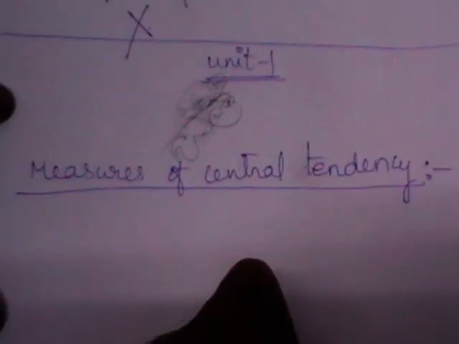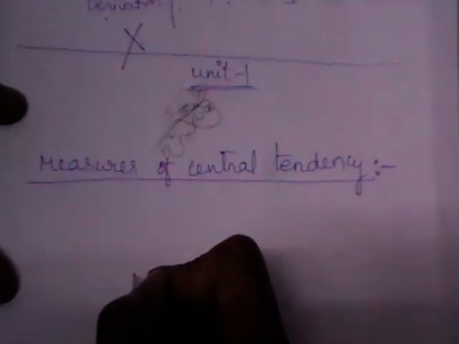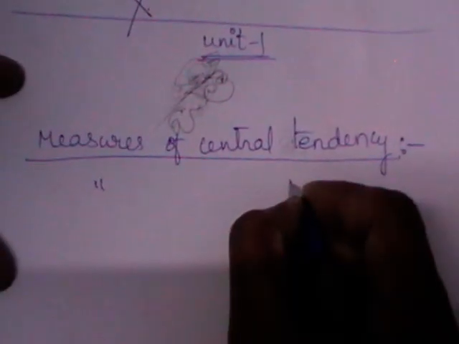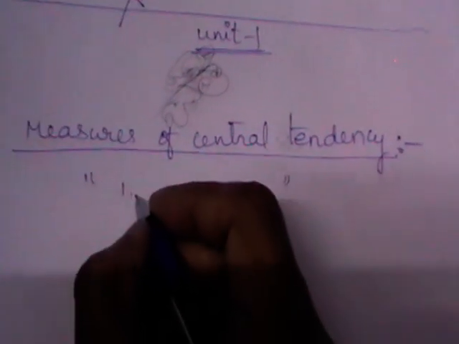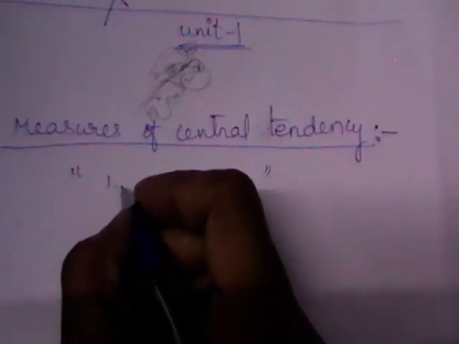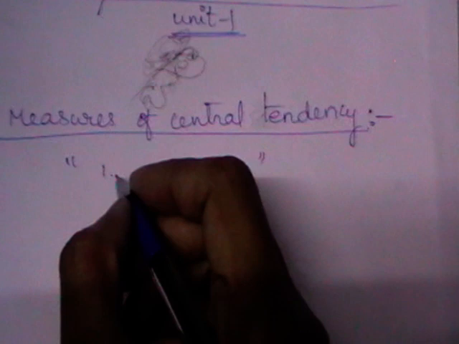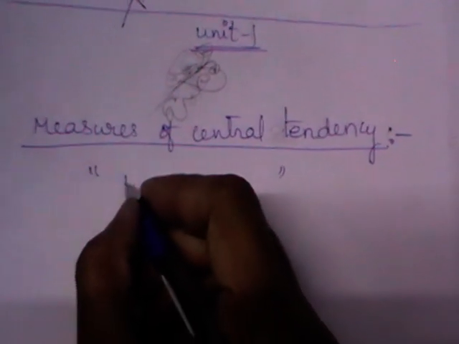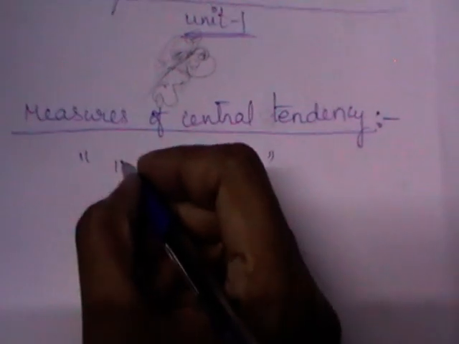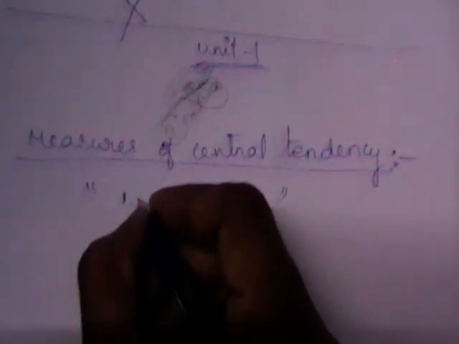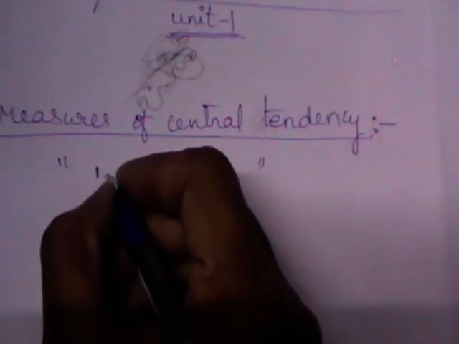Measures of central tendency. So, what are measures of central tendency? I said that statistics is nothing but collection of data, analysis of data and interpretation of data. Whenever you have data, I'll give you an example of what is meant by central tendency. Central tendency is nothing but a single value with which you are going to represent the entire data.